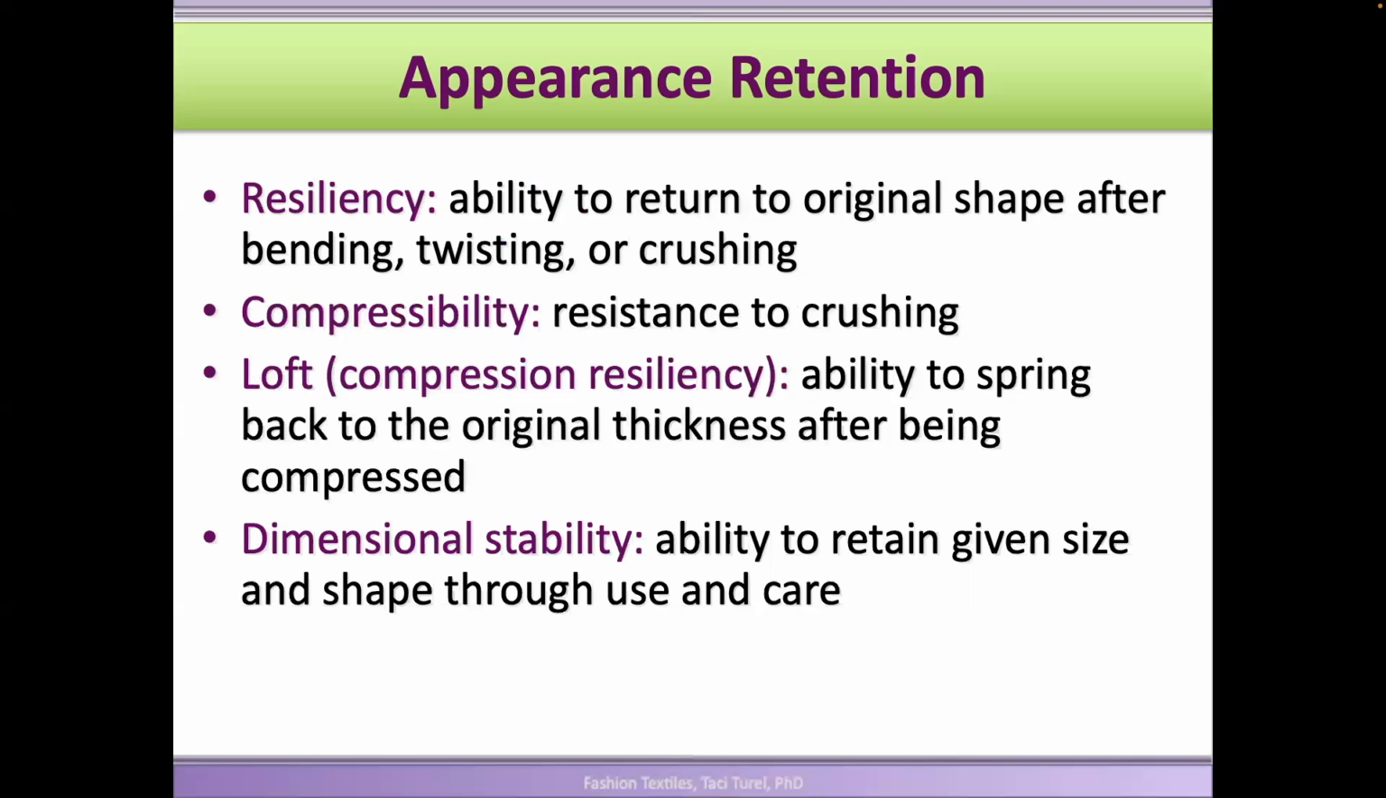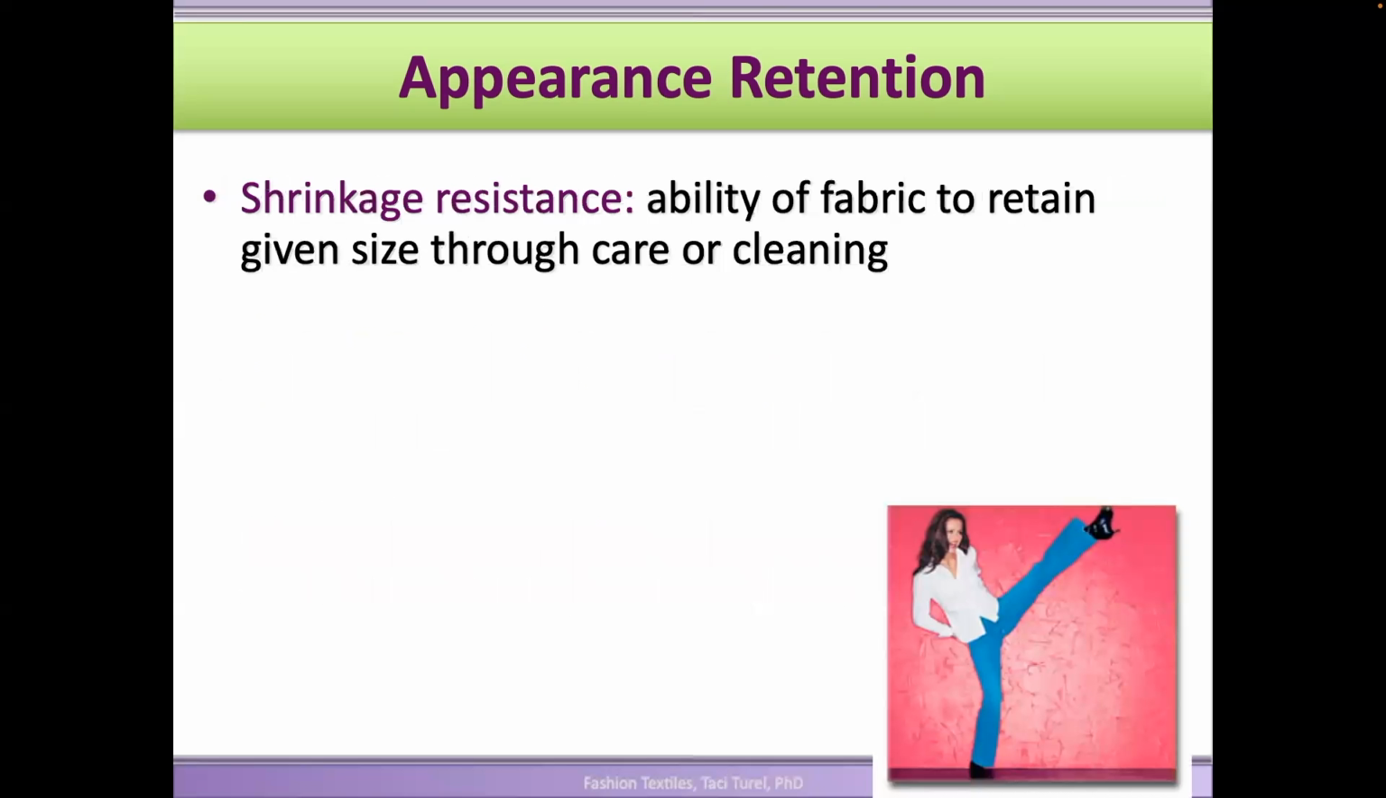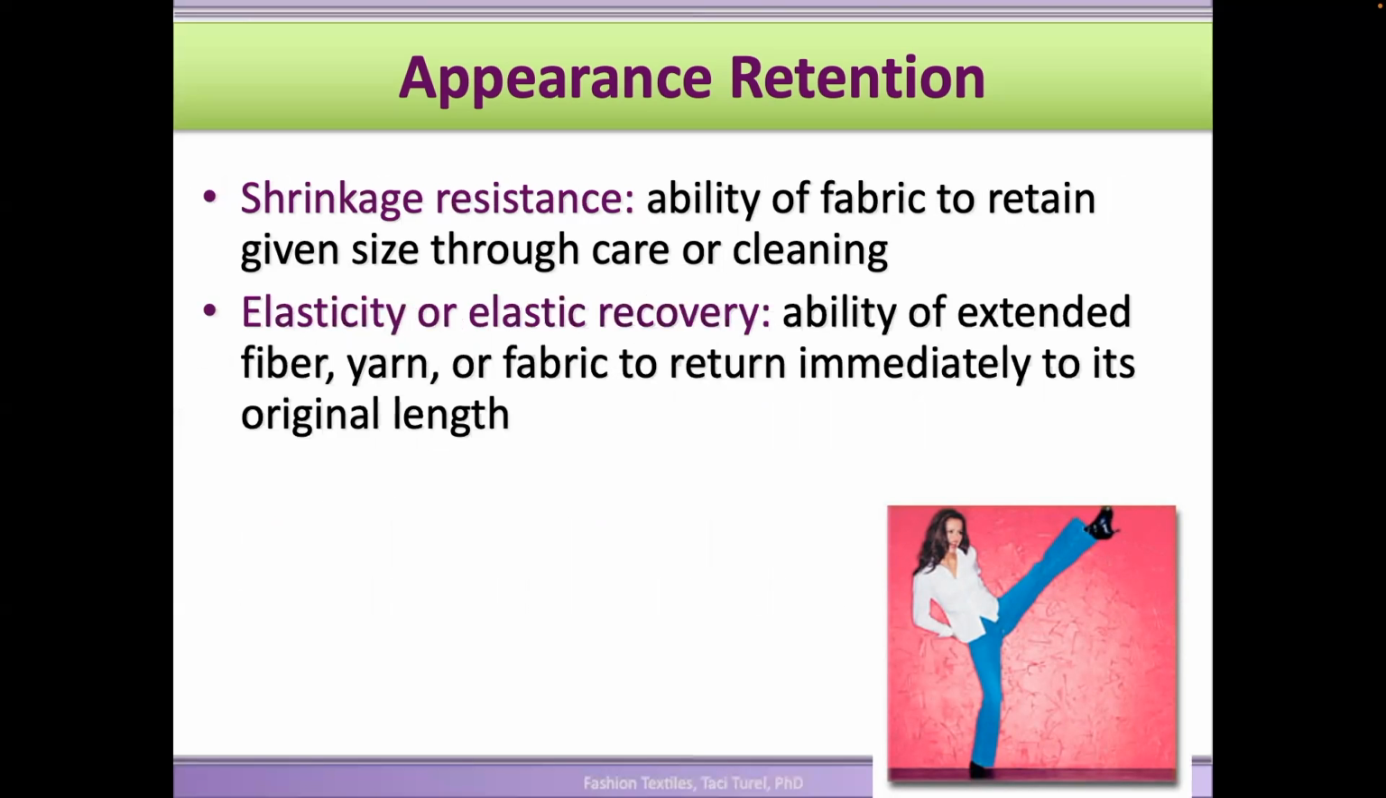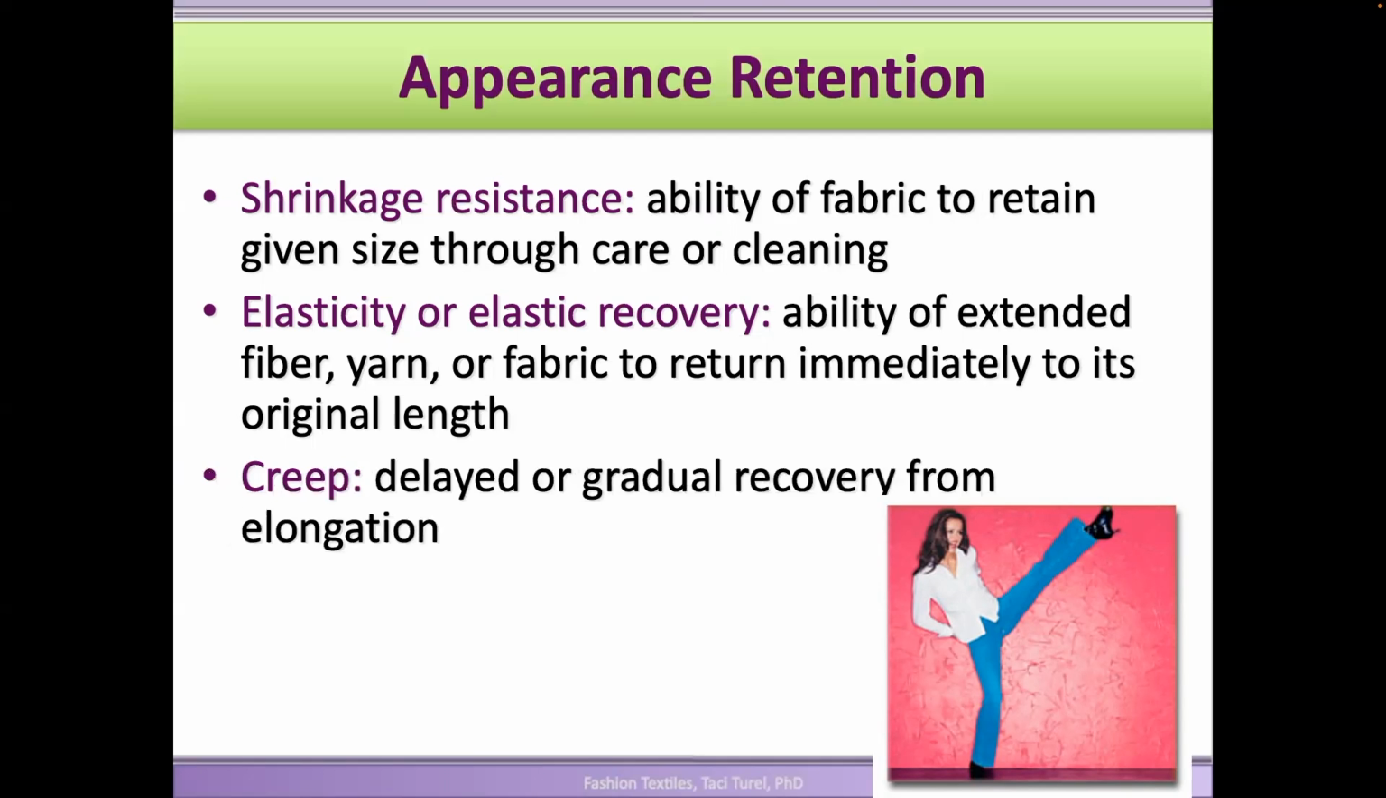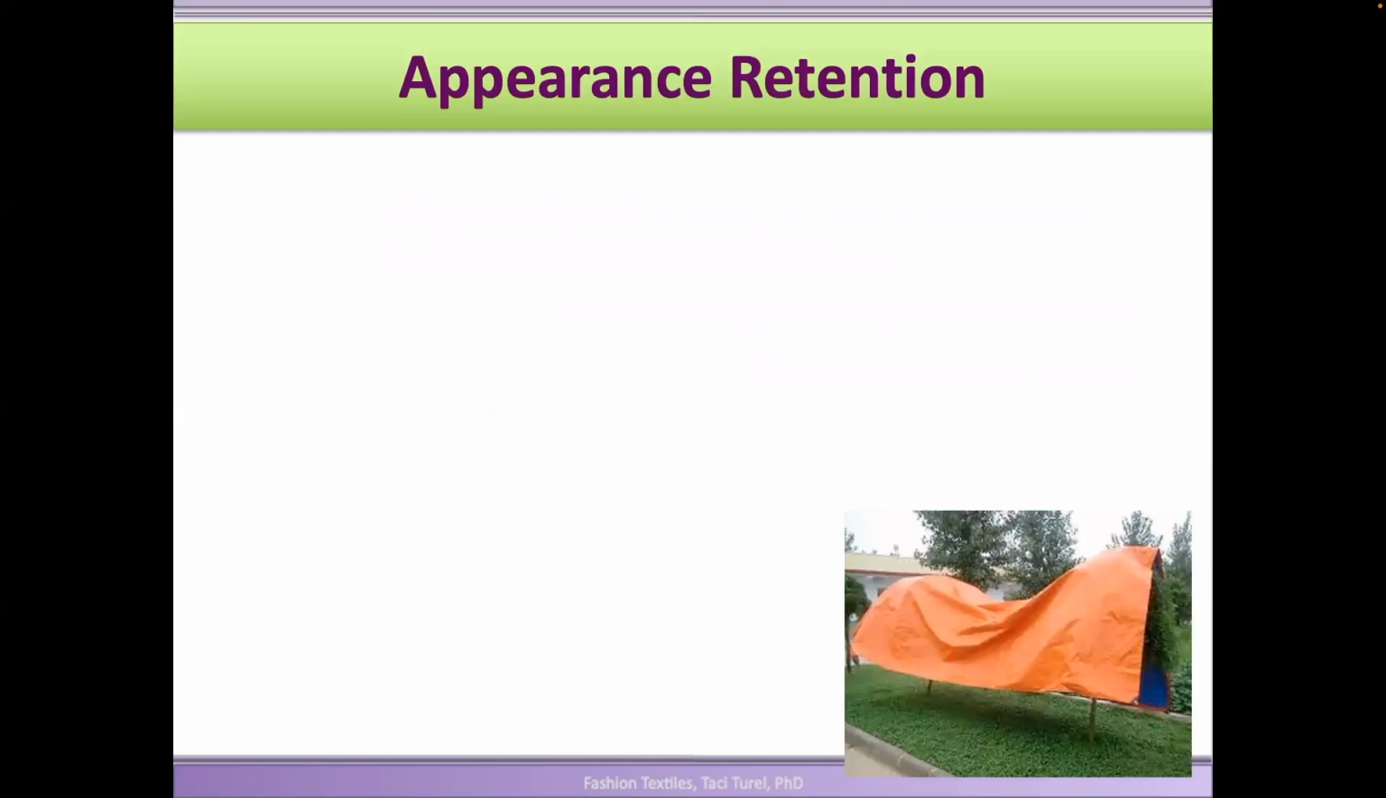Dimensional stability is the ability to keep the shape, not to shrink. Shrinkage resistance, again, is the ability to retain the size. And now elasticity or elastic recovery, those are the same thing. This is the ability of extension, but when you extend a fabric and it gets longer and you release it, does it go back to its original length or does it just elongate? Some fabrics, when they don't have good elasticity, may have good elongation, but they don't go back to their original length. Creep is delayed recovery from elongation.